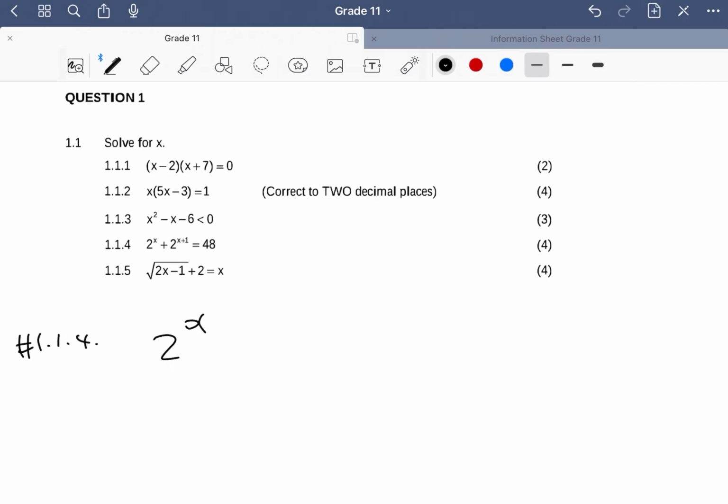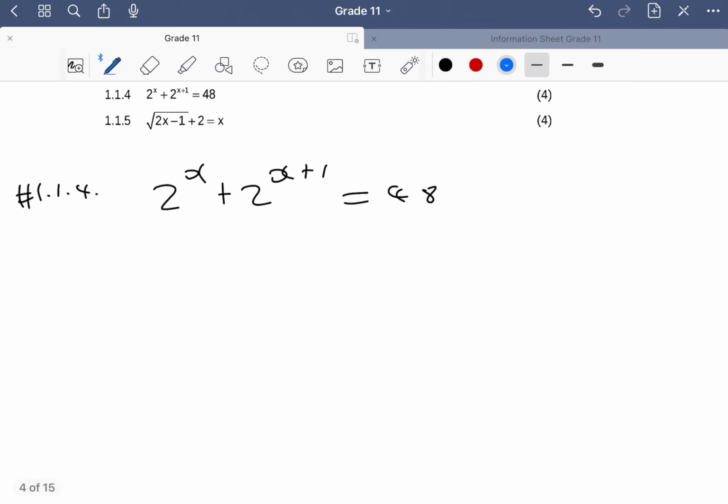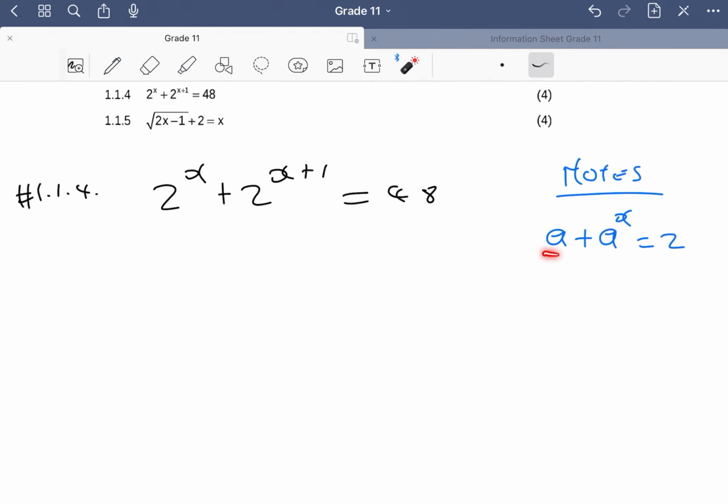So 2^x + 2^(x+1) is equal to 48. So what you need to remember here is this. So if you have, let's call it notes, if you have, let's say, a^x + a^x is equal to, I don't know, let's call it 2. Okay, so these bases are the same, right?